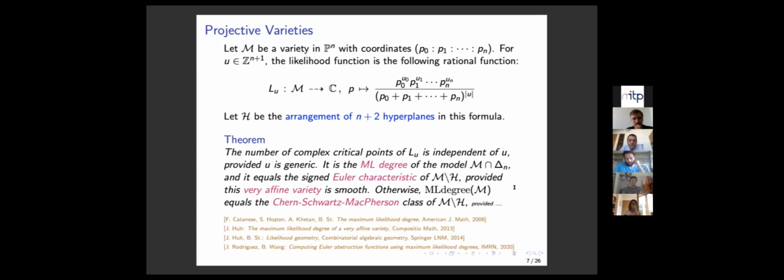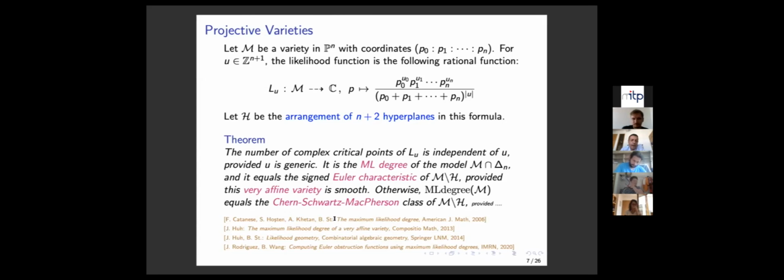Now, in the physical situation we want to get to, these varieties will be smooth. So this will be true: ML degree equals the Euler characteristic. On the other hand, in statistics, often these models have singularities. And there we have to replace the Euler characteristic by a different topological invariant, another characteristic class known as the Chern-Schwartz-MacPherson class. But you should think about the CSM class as a version of the Euler characteristic in the presence of singularities. But today I'll mostly talk about the smooth case, and here are a bunch of references.